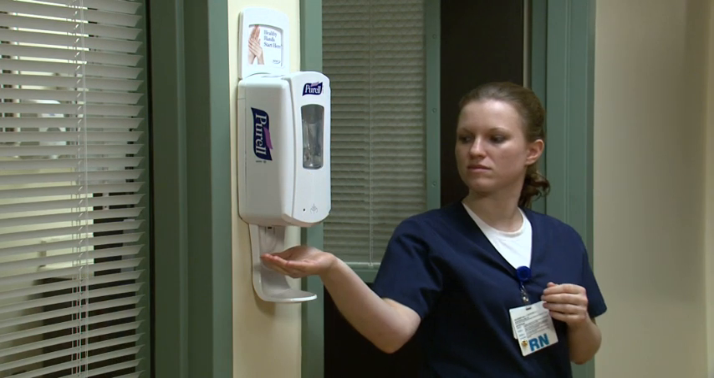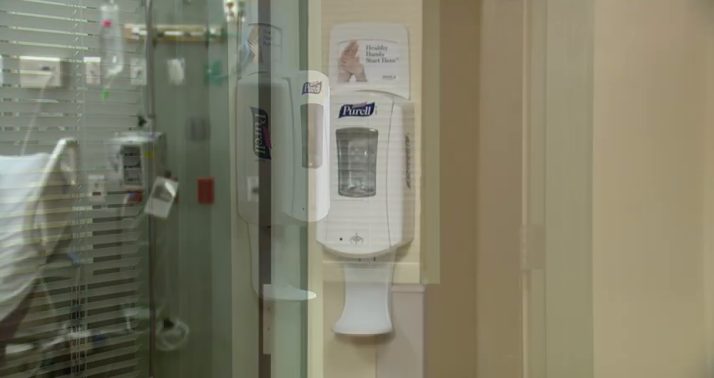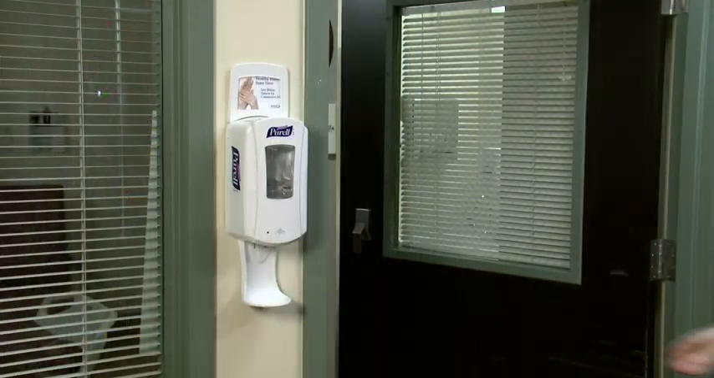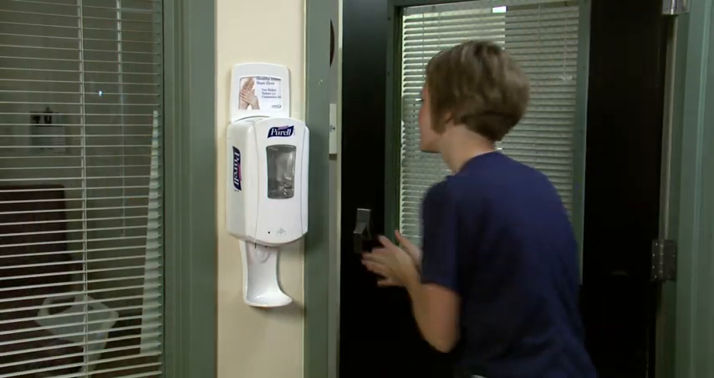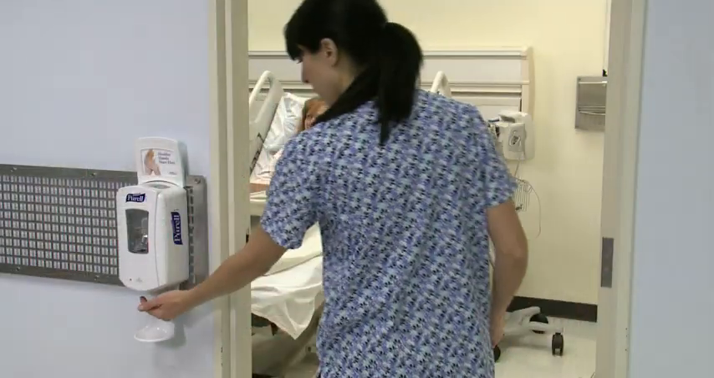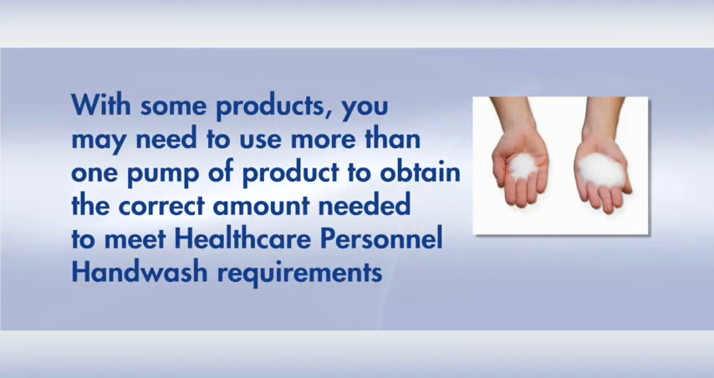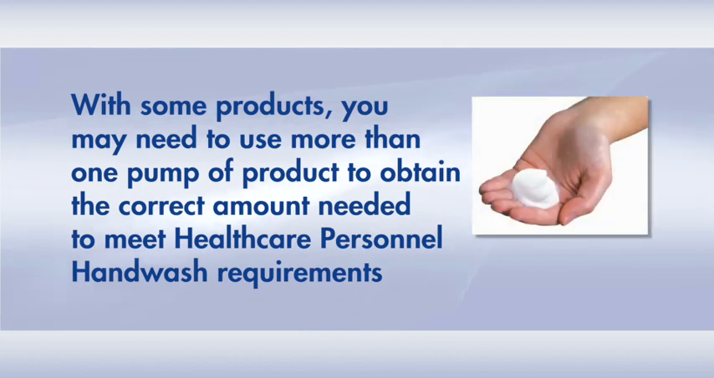The GOJO dispensers on your wall release 1.1 ml of product, the exact amount of PURELL Advanced Instant Hand Sanitizer needed to meet FDA efficacy requirements, so there is no guesswork in determining how much you need. With some products, you may need to use more than one pump of product to obtain the correct amount needed to meet healthcare personnel hand wash requirements. Some products require an amount the size of a golf ball to achieve efficacy.